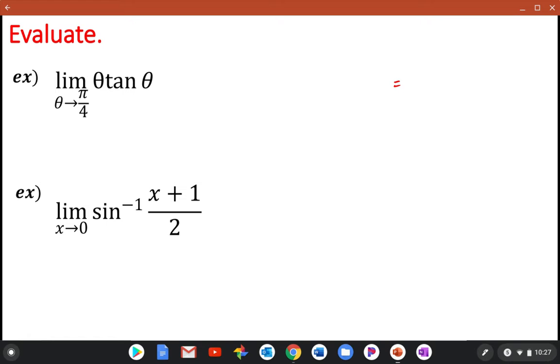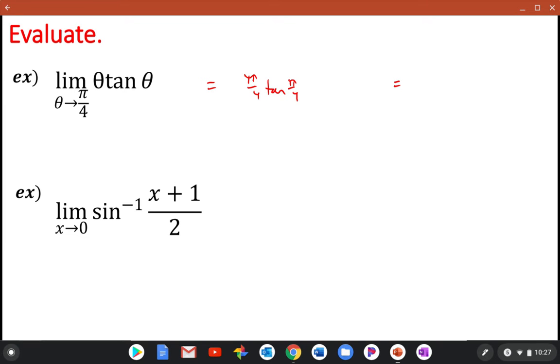All right, just a couple more to practice here. Limit of theta tan theta as theta goes to pi over 4. I just switched the variable here so you're at least seeing a different variable. It functions the same as x, whether it was x or y. Typically we see x, but in this case it's a theta. Works the same way. So we just get pi over 4, tan of pi over 4.